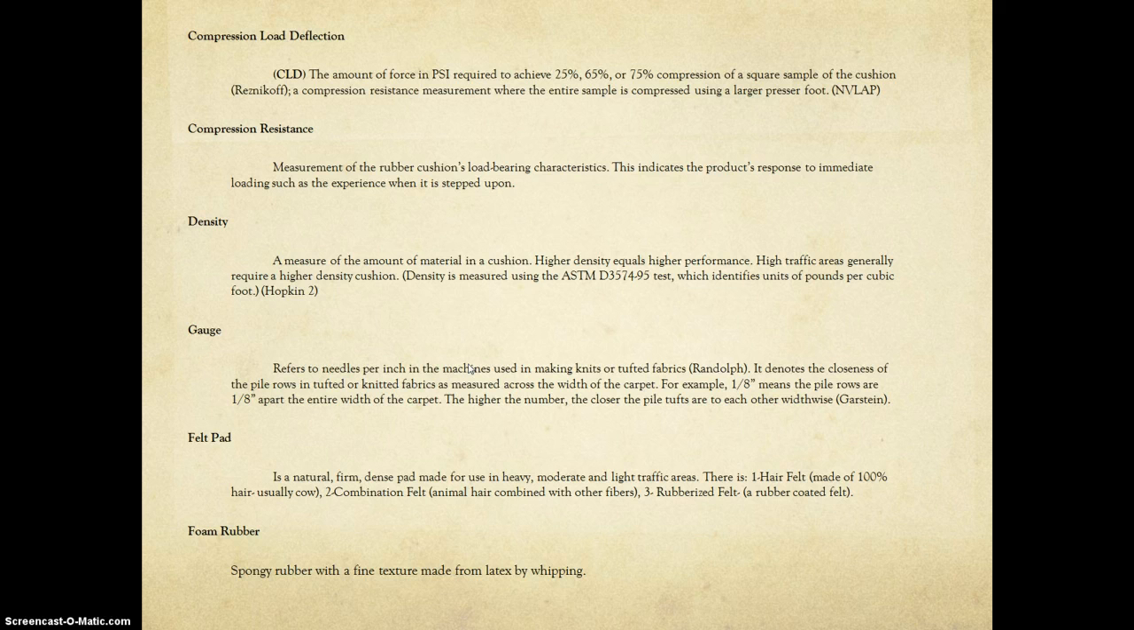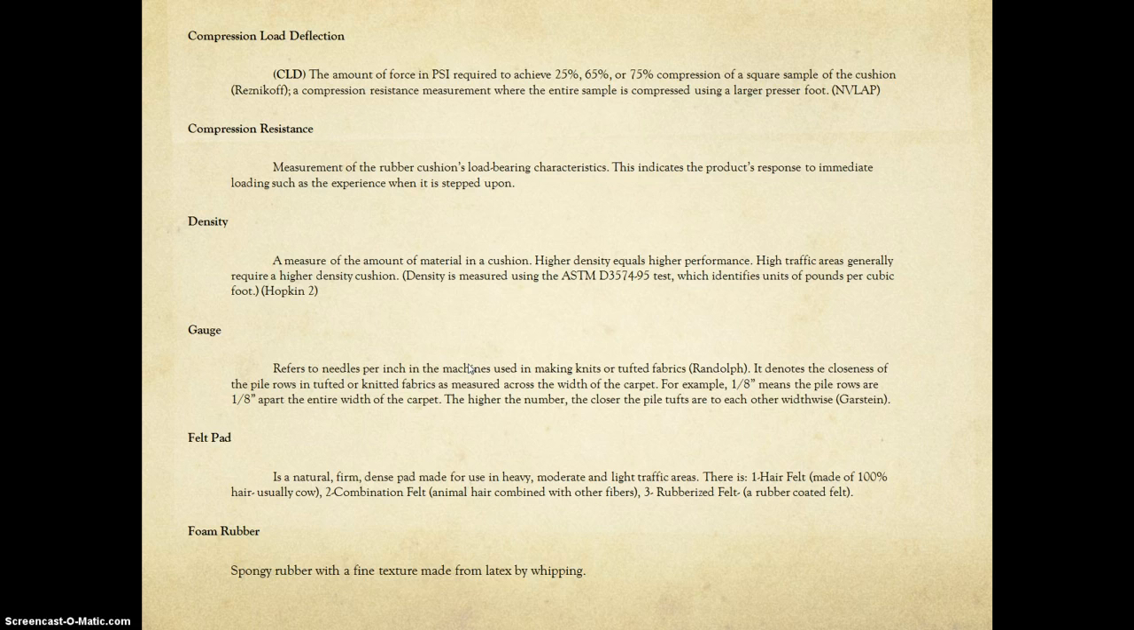Gauge refers to the needle which the machine uses in making knits or tufted fabrics. It denotes the closeness of the pile rows in tufted or knitted fabrics as measured across the width of the carpet. For example, 1/8 inch means the pile rows are 1/8 inch apart the entire width of the carpet. The higher the number, the closer the pile tufts are to each other width-wise. Felt pad is a natural, firm, dense pad made for use in heavy, moderate, and light traffic areas.